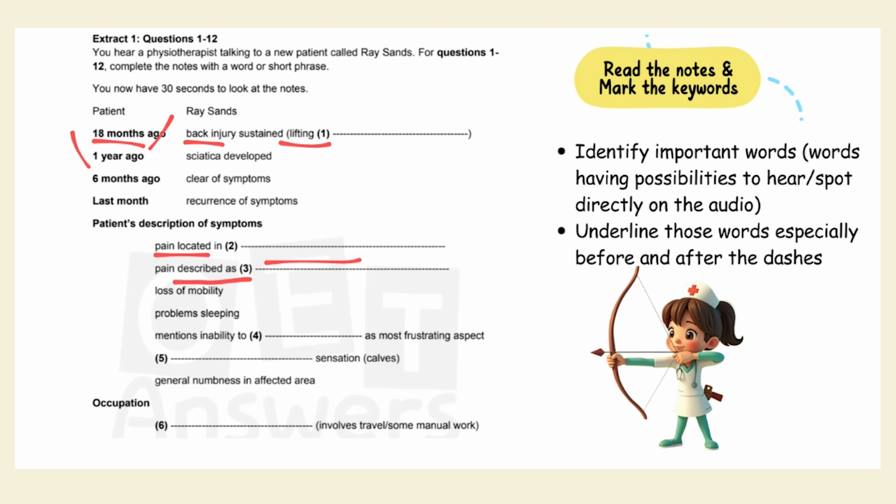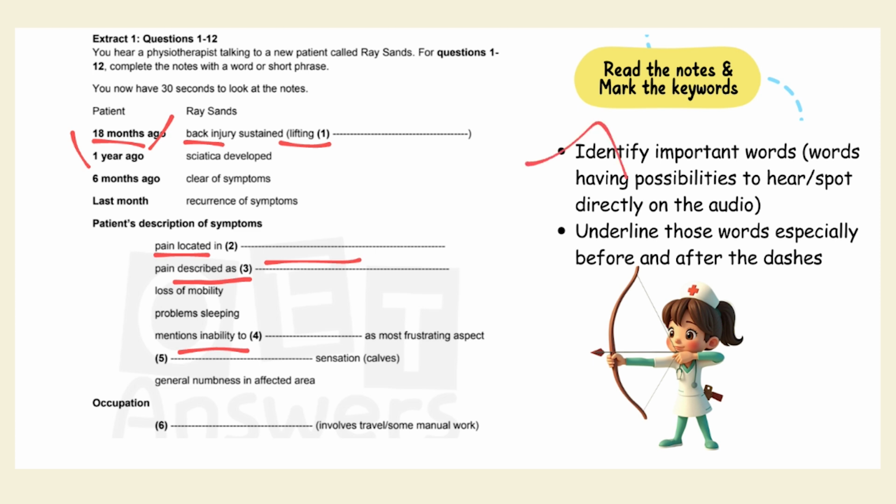Loss of mobility. Coming to question number 4, it mentions inability to, meaning the patient is not able to perform something, which is related to the activities. Like anticipation. Also I am explaining about marking keywords, reading the notes, as well as anticipating the answers too, right?